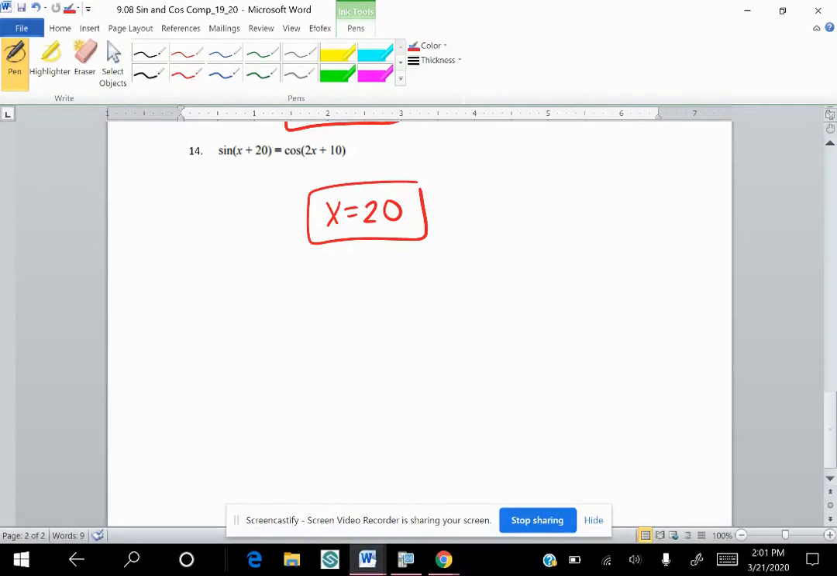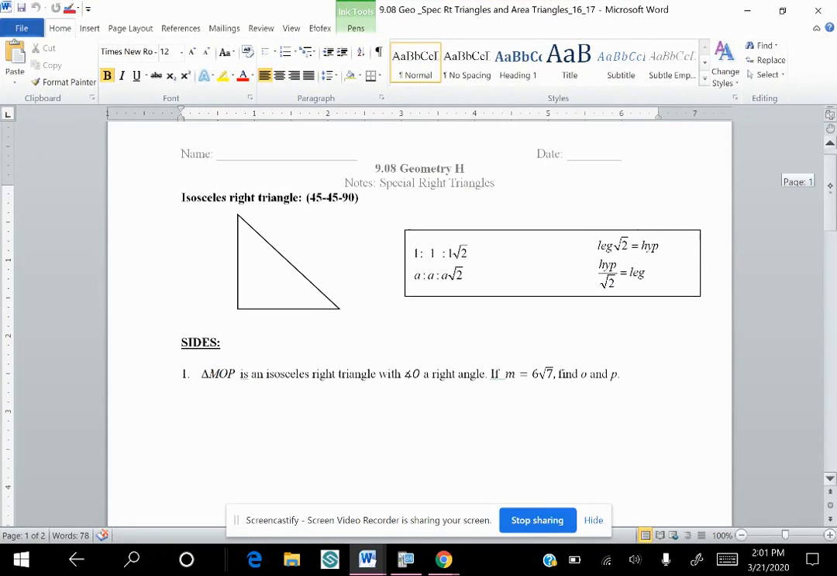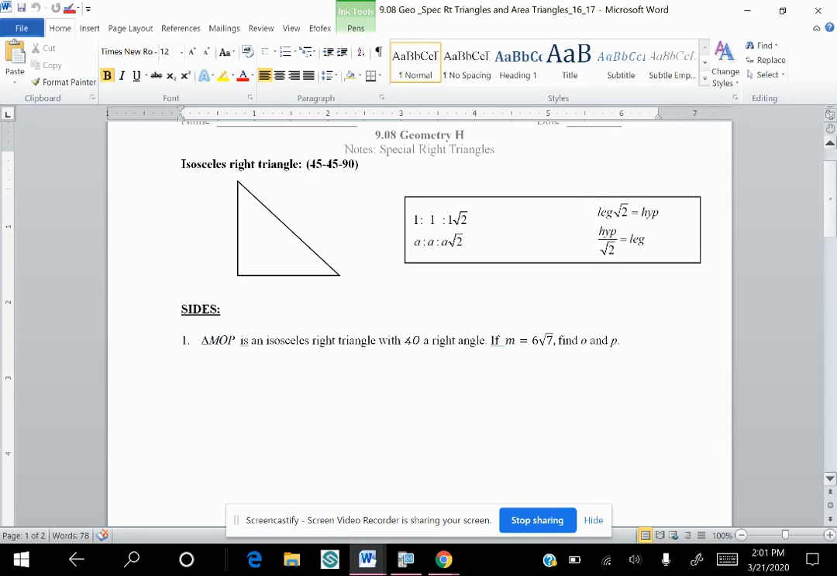Go to the 9.08 notes. If you need to pause and try to find those notes, go ahead and do that. We are going to talk about two different special right triangles, and these are extremely important. Next year, you will definitely need to know this. So really, really important.